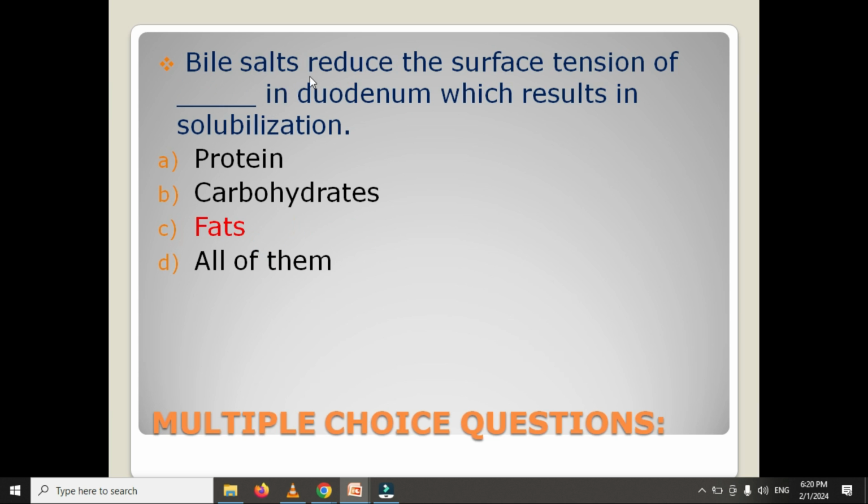Bile reduces the surface tension of dash in duodenum, which results in solubilization. Option A protein, option B carbohydrates, option C fats, option D all of them. Answer is fats.